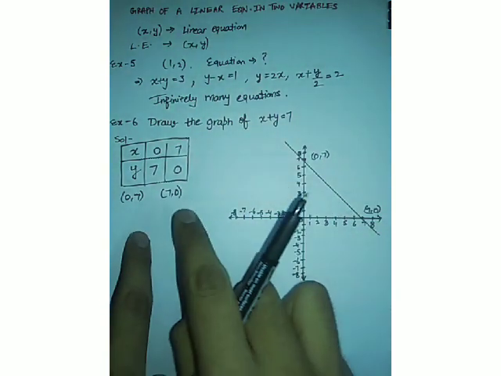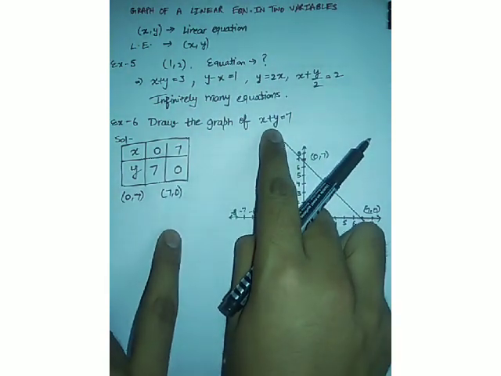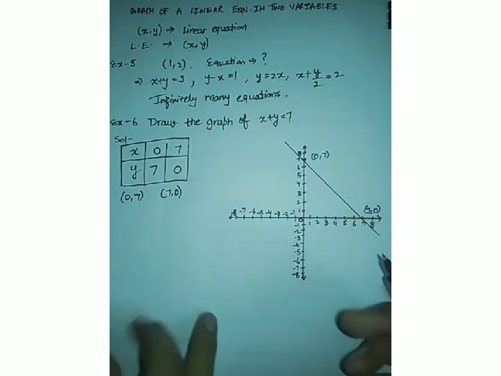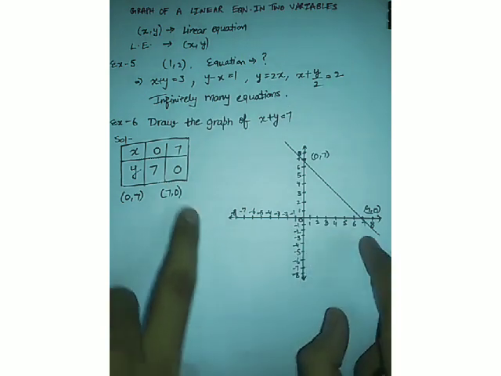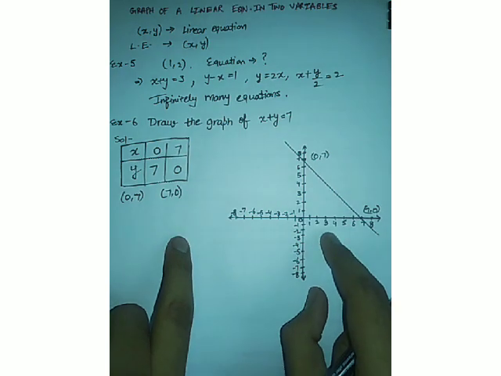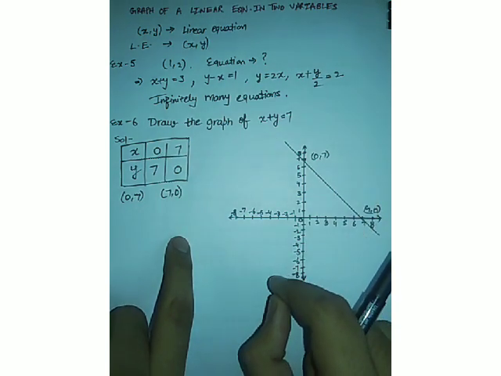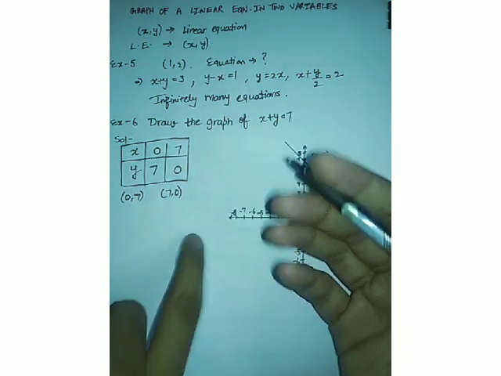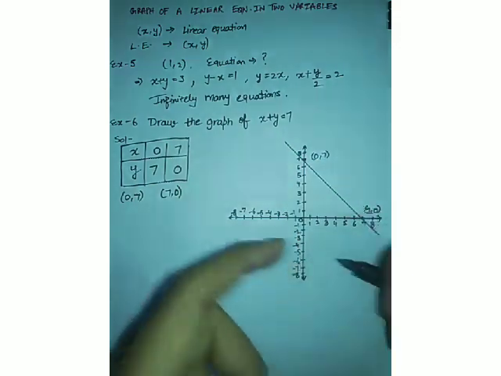Clear? So we have drawn the graph of x plus y equal to 7 successfully. I hope that it was easy for you to draw the graph. Now let's move to the next example. In the next example, a statement is given and we have to form an equation. Then we have to draw the graph. All right.